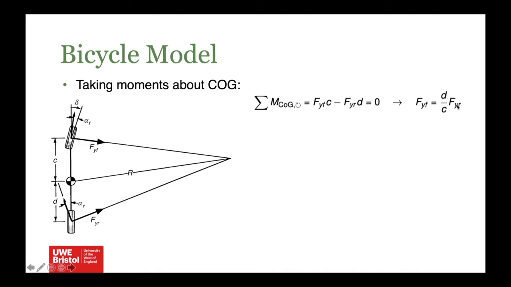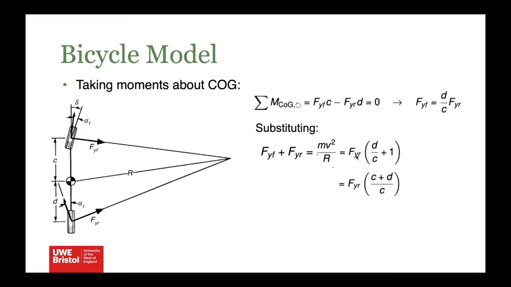FYF is a function of FYR. Okay, so they're related depending upon those distances in the wheelbase. So you can see, if we substitute this into the equation for lateral acceleration, we've got an FYF here, and we pop that term in for FYF, that equals mv squared upon r. And obviously if you take this term and you put it into this term, you're going to get FYR times by d upon c plus 1, which is this term here. Okay, and that must equal mv squared upon r.